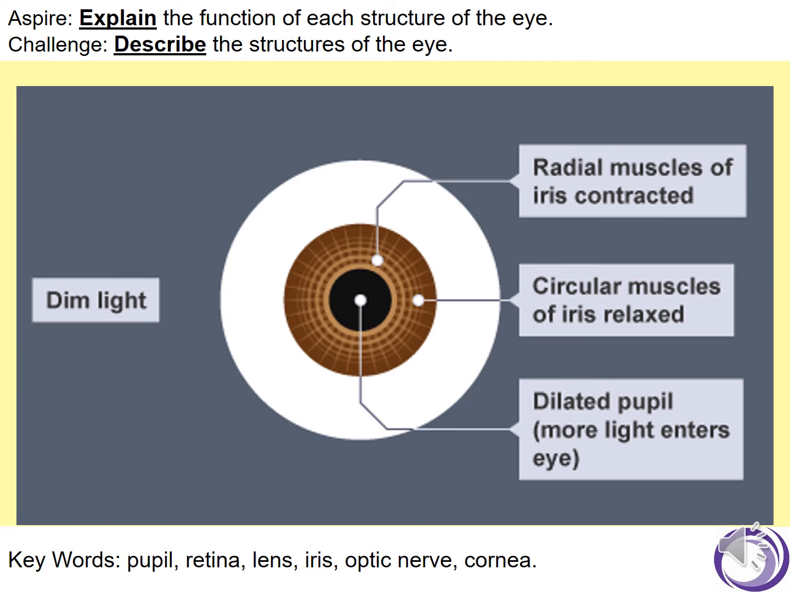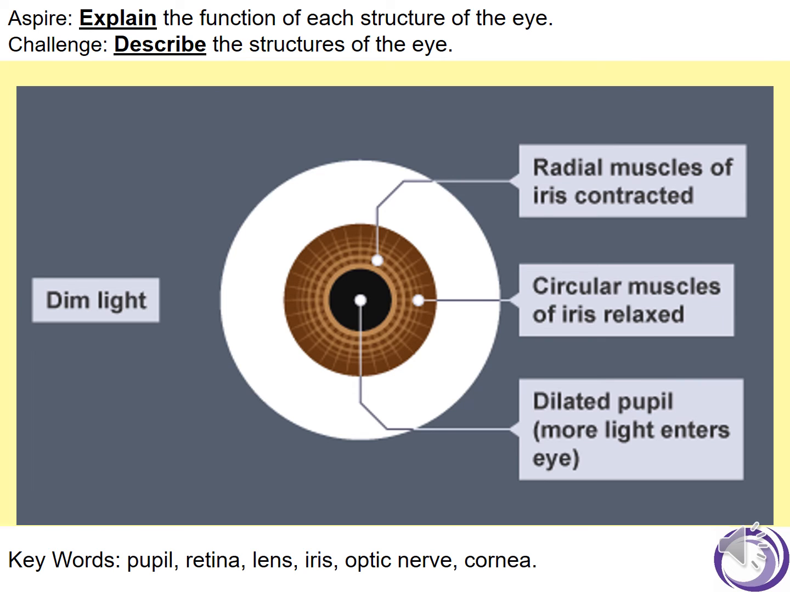So here's the eye in dim light. The circular muscle of the iris is relaxed, and the radial muscle is contracted, which pulls the size of the pupil bigger, allowing more light into the eye because it's dim, and that then allows a better image to be produced on the back of the eye on the retina.